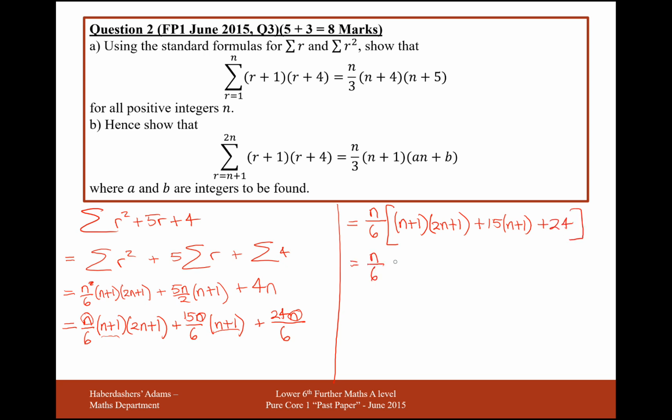So let's expand the brackets. We're going to get 2n squared, add 3n, add 1, add 15n, add 15, add 24. Let's simplify this. We've got 2n squared. We've got 3n and 15n, so that'll make plus 18n. And we've got 1 plus 24 is 25. Add the 15, we get plus 40.